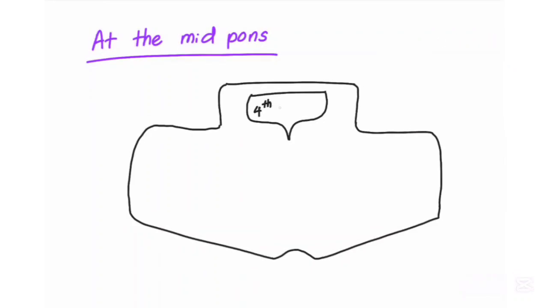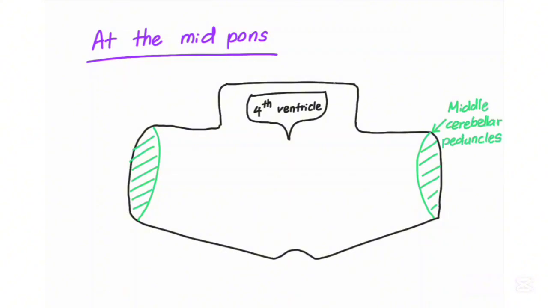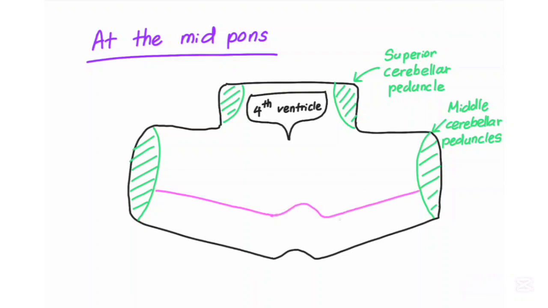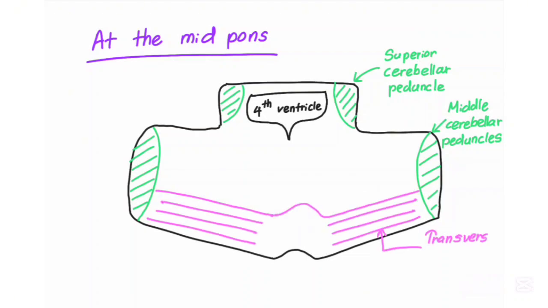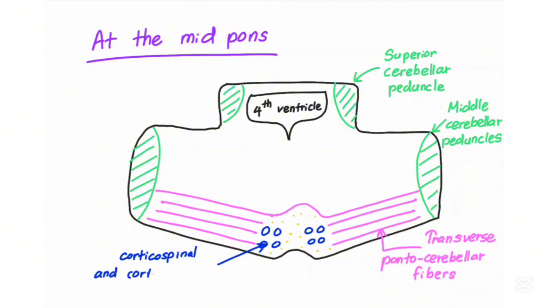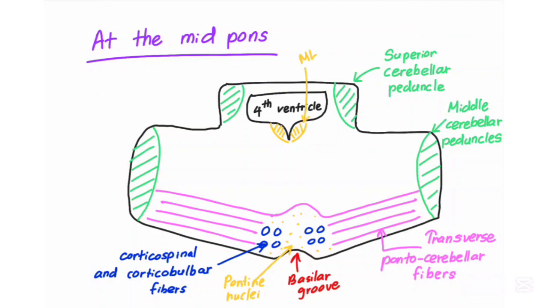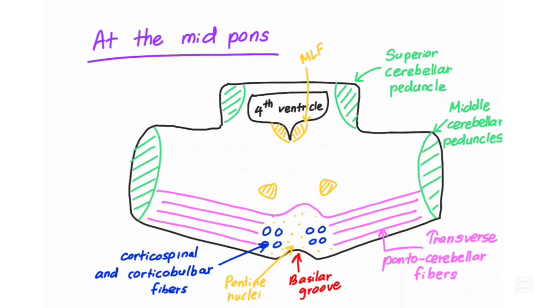And again, here's the fourth ventricle and the middle cerebellar peduncles which connect the pons and the cerebellum. And then here is the superior cerebellar peduncle. And same as earlier, here are the transverse pontocerebellar fibers, then the corticospinal and corticobulbar fibers and pontine nuclei, and also the basilar groove. Here is the medial longitudinal fasciculus, medial lemniscus, and trapezoid body also.